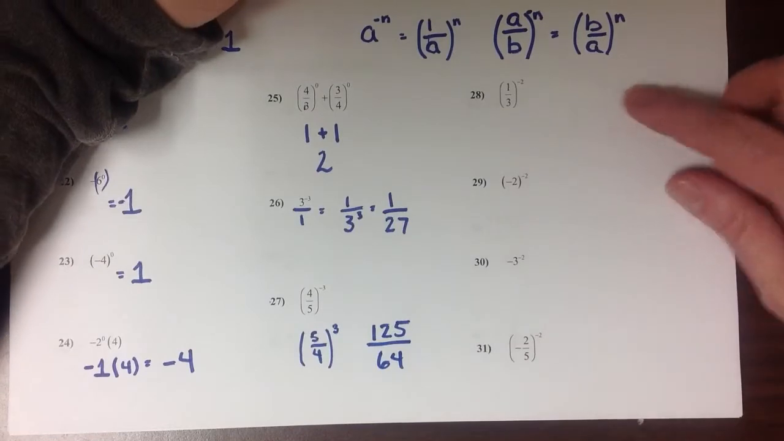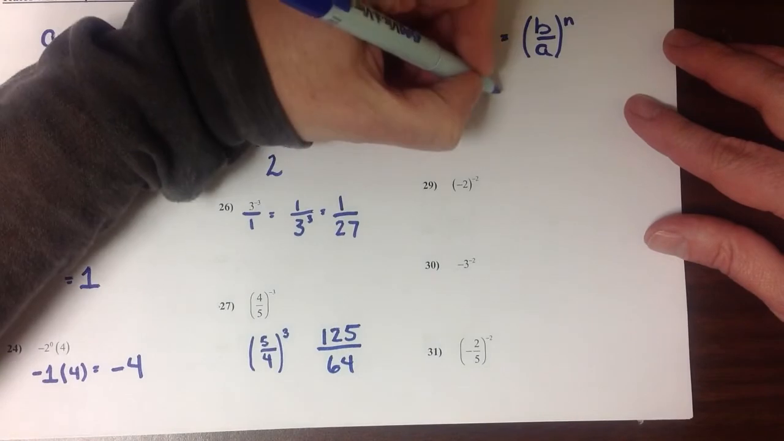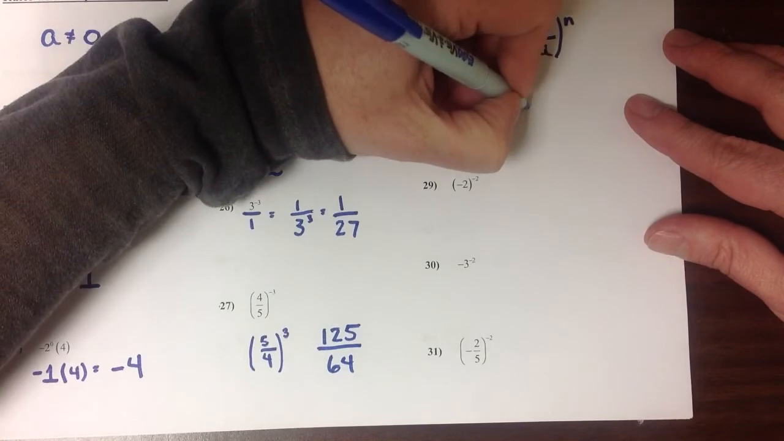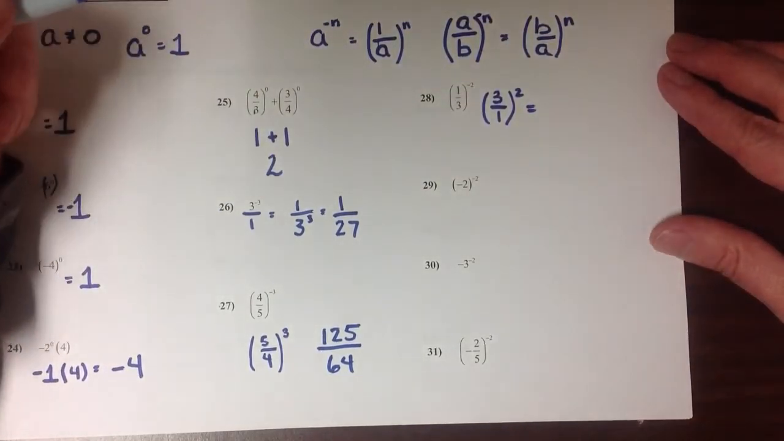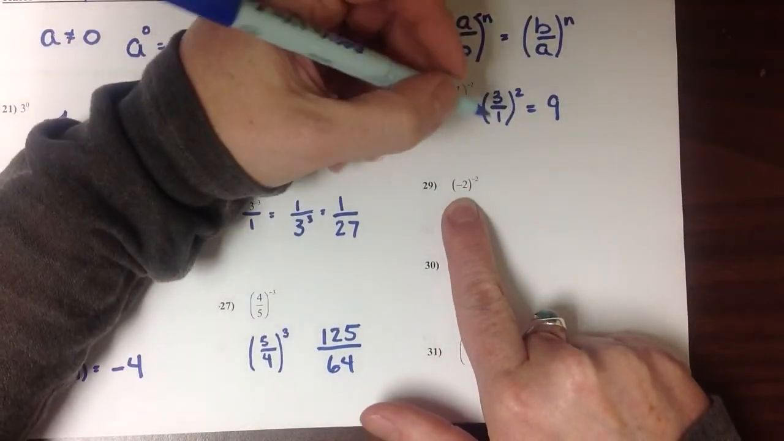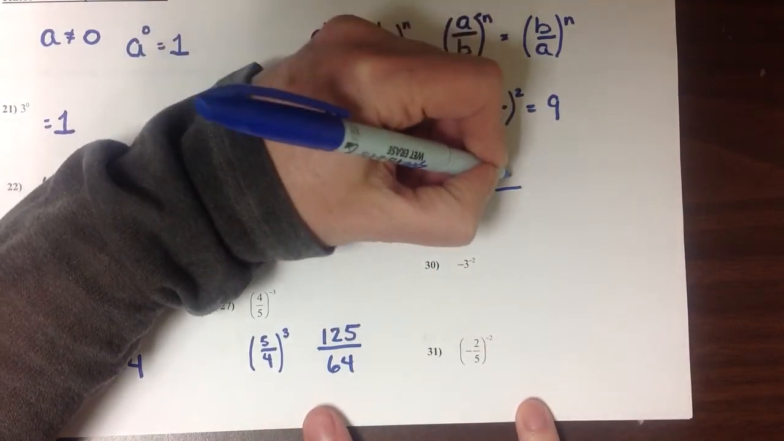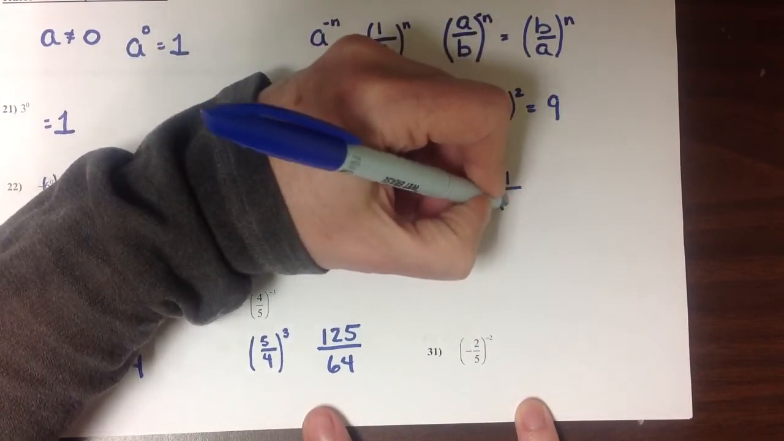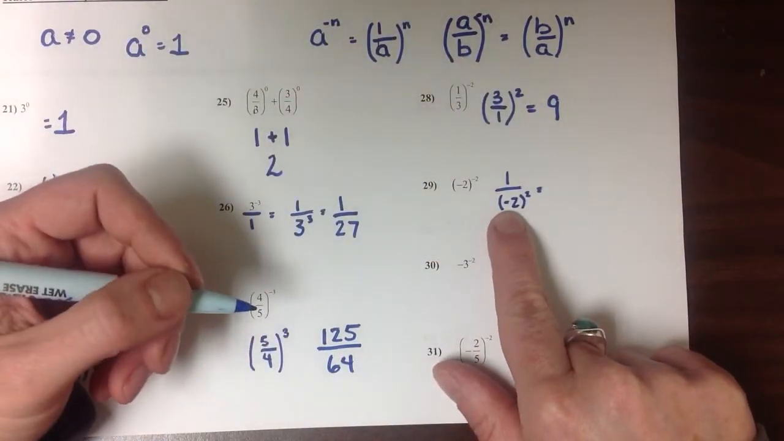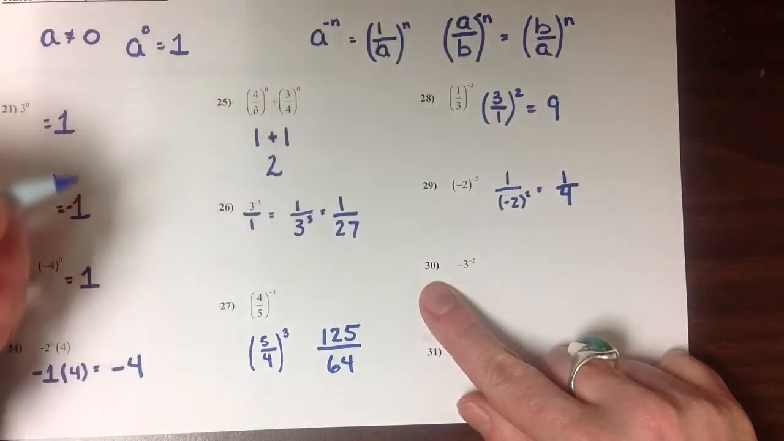This 1/3. The elevator pass is going to cause these two numbers to switch places, so we end up with 3/1 to the second power, which is just 9. Here, this outside negative is going to travel with us to the bottom half of this fraction. So we end up with 1 over -2 squared. But since -2, when it's squared, becomes positive, our final answer is 1/4.